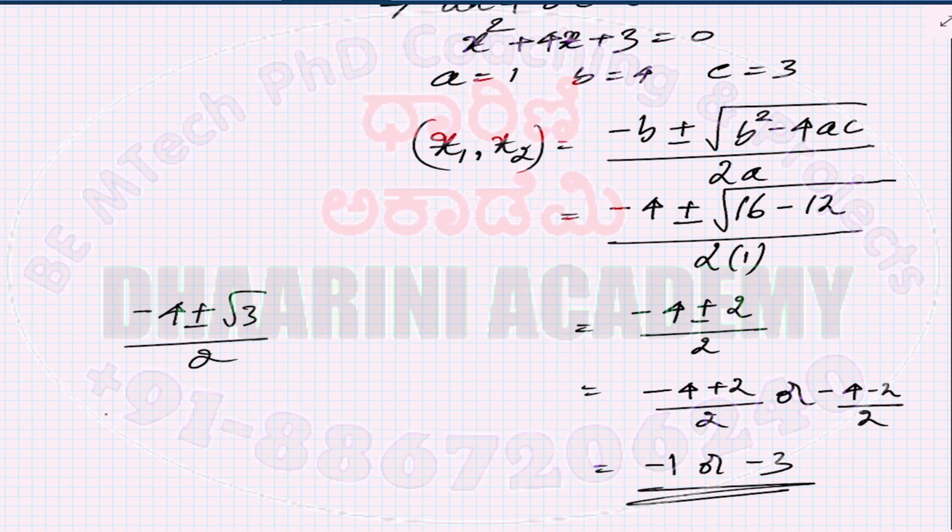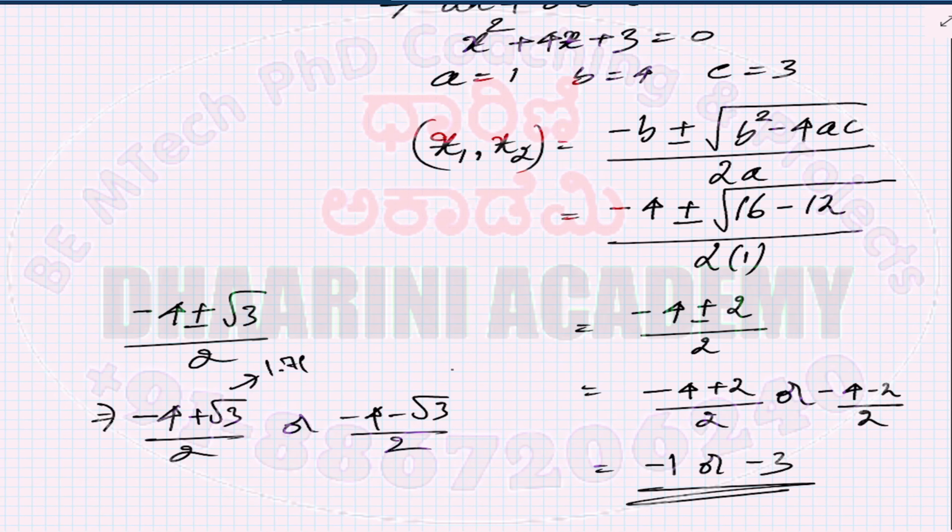So your solution should be minus 4 plus root 3 by 2 or minus 4 minus root 3 by 2. Root 3 you can substitute as 1.71 from the calculator, right? So minus 4 plus 1.71 by 2 is one answer. Minus 4 minus 1.71 by 2 is your second answer. All right, so it doesn't matter. Any value that comes under the root, you will be able to calculate. These are the two methods which we use.